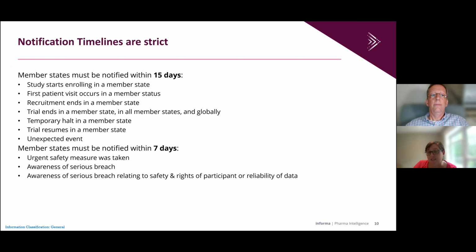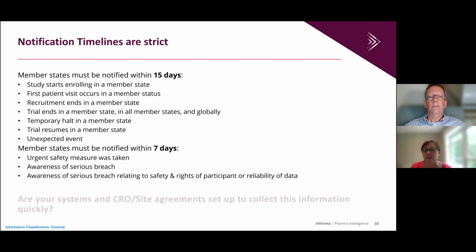One of the other areas, with an even stricter timeline in many ways, is that if there are any urgent safety measures taken or any breaches, those need to be communicated to the member states within 7 days. So 7 days from when you become aware of a breach, you need to communicate that to the member state. And I think that goes to the highlighted question, Thomas, if you'll go forward to the big reveal.